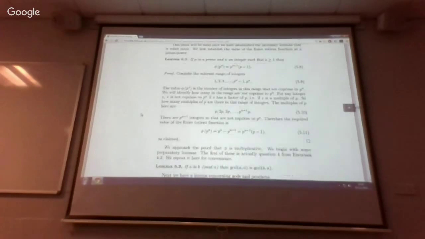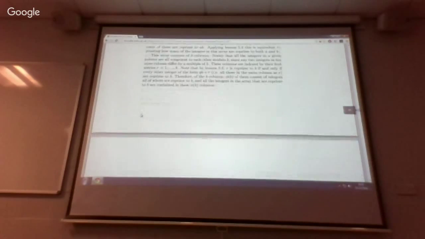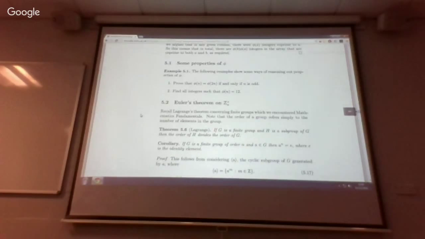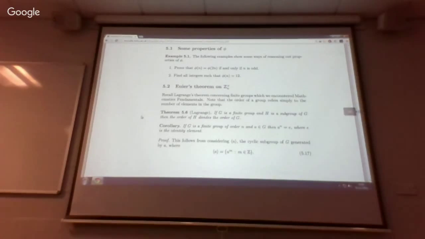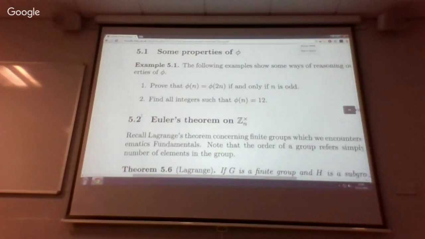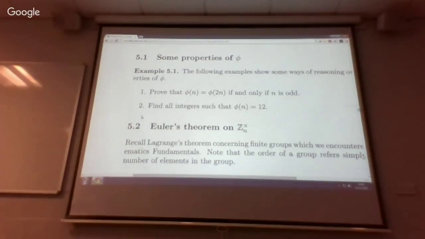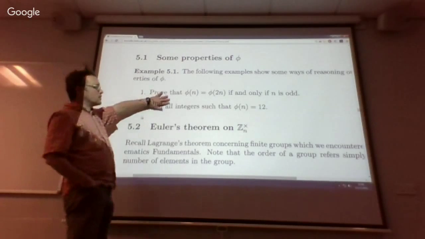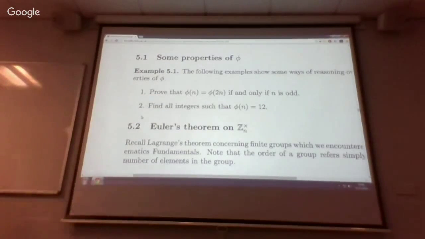So what we're going to do today is look at a few examples. We like to see examples here. There are these two problems in examples 5.1, page 36 in the notes. These are problems based on phi, and we're going to answer these by using those results about phi, using the product formula and using the fact that phi is multiplicative as well.